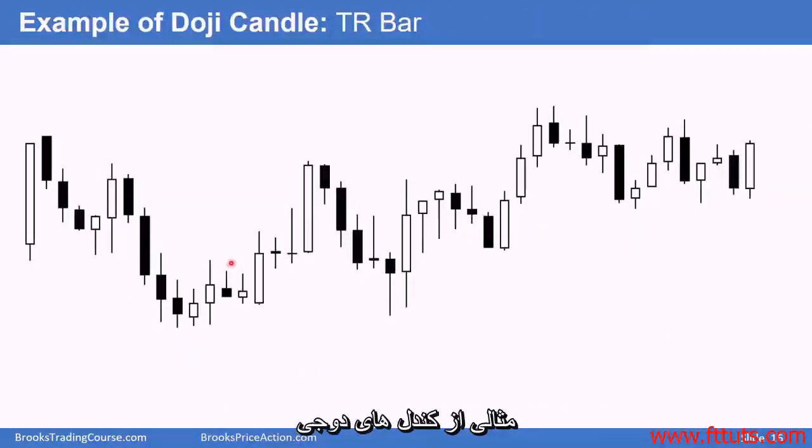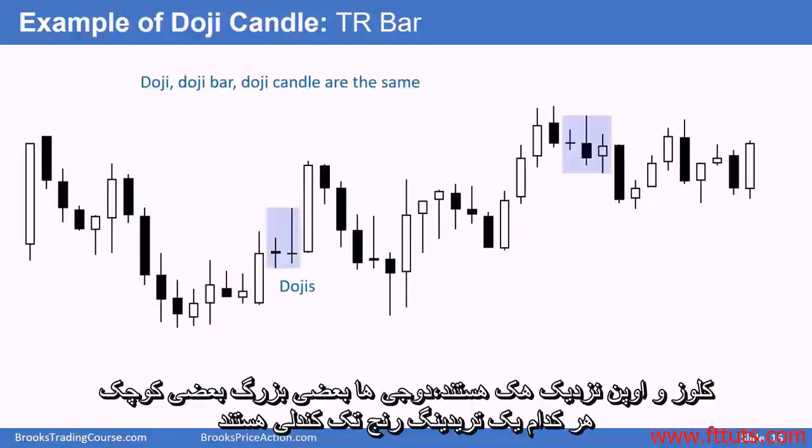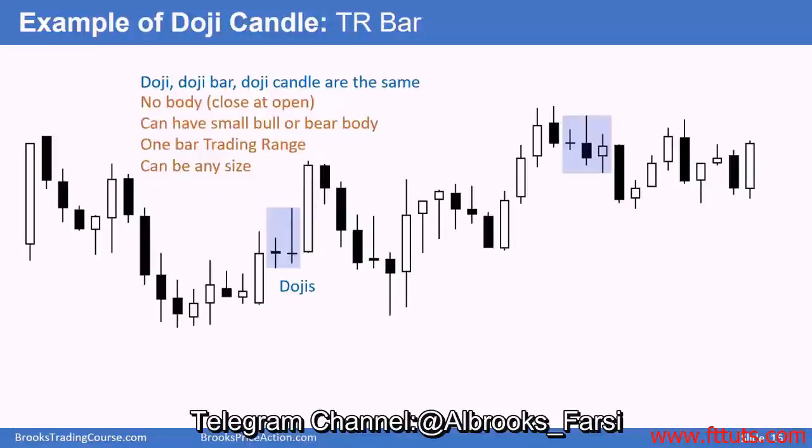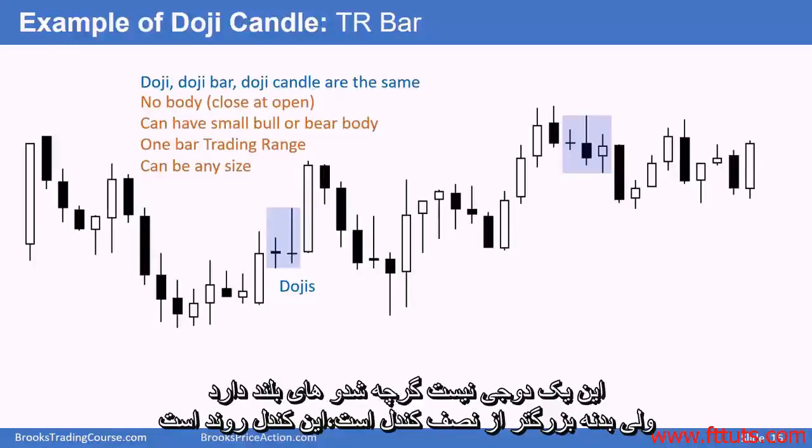Here's an example of doji candles right there, closed around the open. Some are relatively big, some are relatively small, and every doji bar is a 1-bar trading range. And they can be any size.